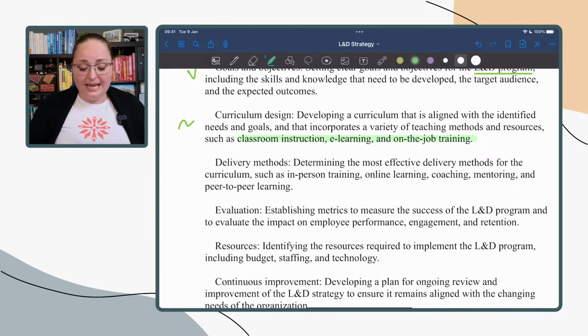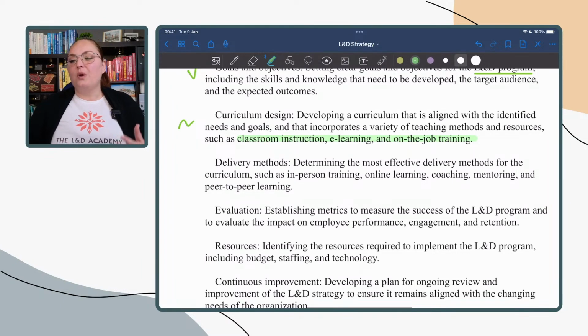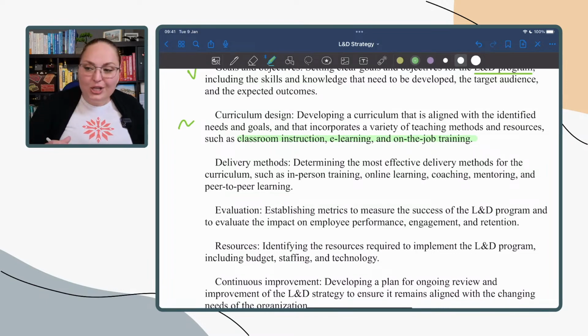So delivery methods, yes, you have in-person training, wonderful. You have online courses or learning, excellent. Coaching and mentoring are, again, definitely there. Peer-to-peer learning, amazing. What I really love, however, is the P part, which is pre-training, refers to the process of training a model on a large data set before fine-tuning it on a smaller task-specific data set.